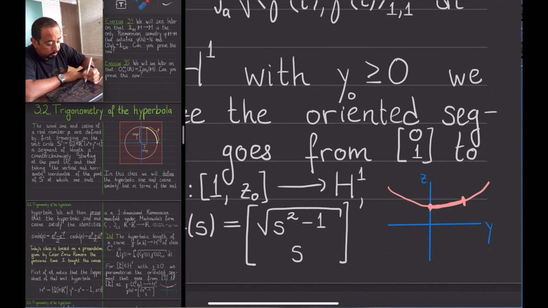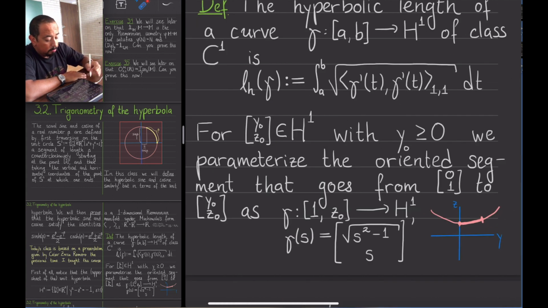Okay, so what I'm going to do is I'm going to take this point, and then I'm going to parameterize this curve, and then I'm going to look at the hyperbolic length of this curve. So one way to parameterize this one is by seeing this as a function, writing z as a function of y, let's say. Okay, and then so pick this point, right? So this is the point y0, z0.